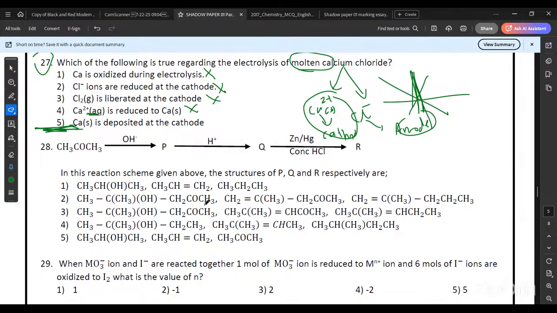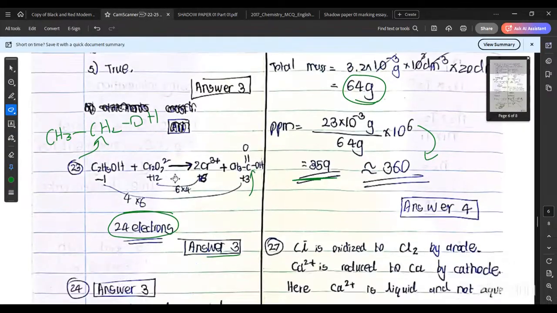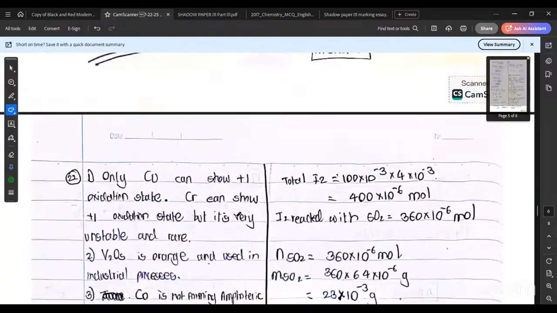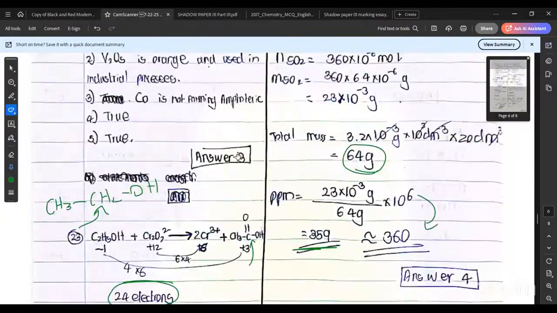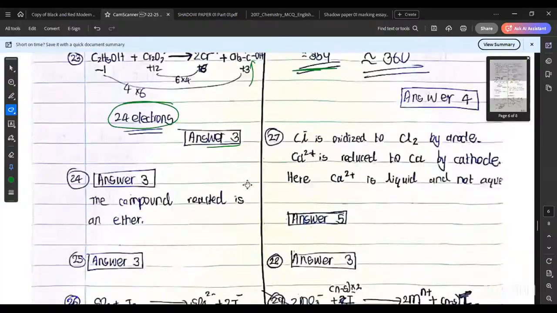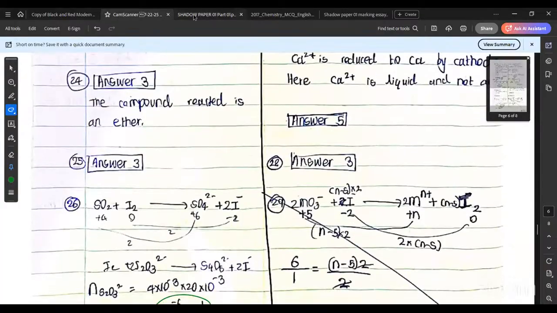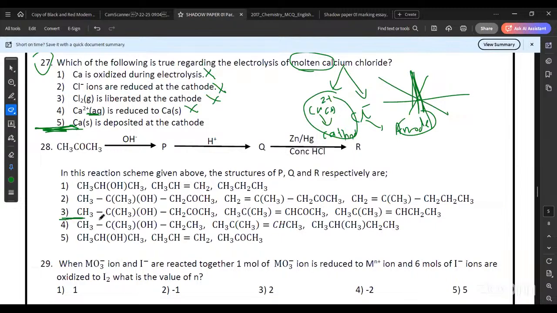28th one, people, I won't do it. People like reactions, nothing, right? So that question you can, where is it? Those are reactions. Answer number 3. 28th one, answer number 3.